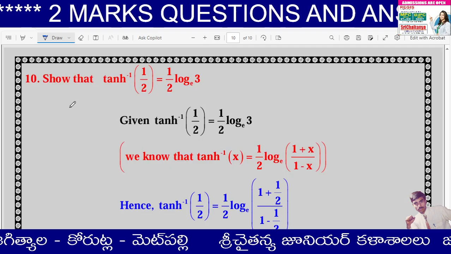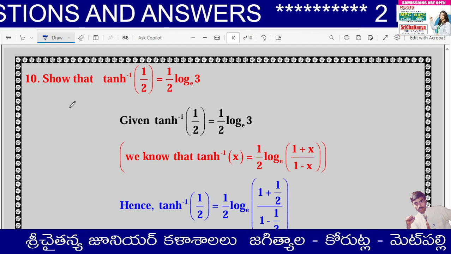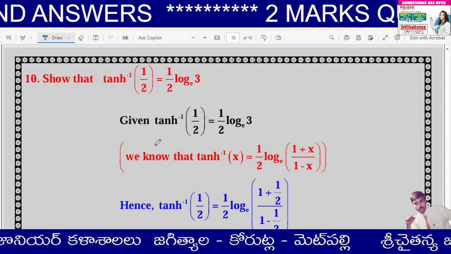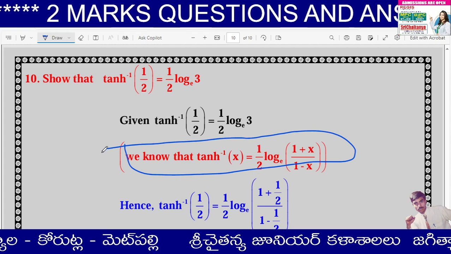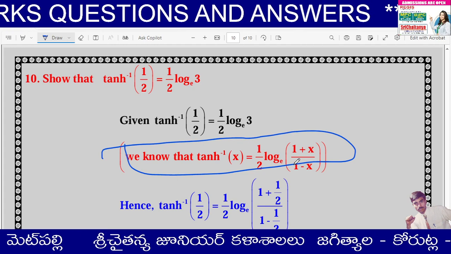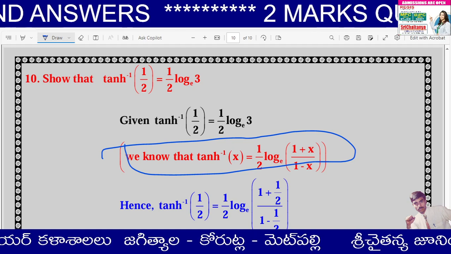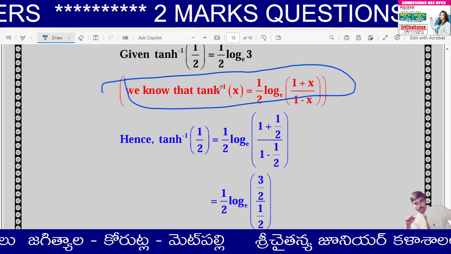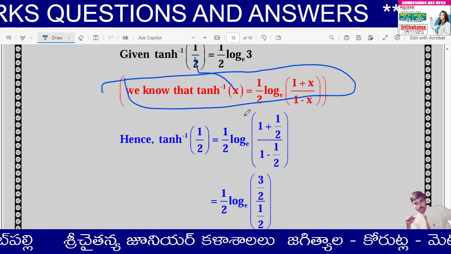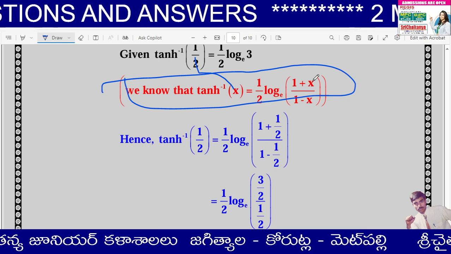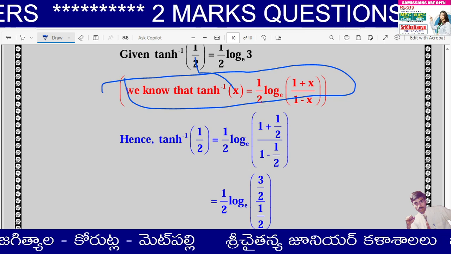Now the last and final question today. Show that tanh inverse of 1 by 2 is equal to 1 by 2 log e base 3. Now the formula: tanh inverse x equal to 1 by 2 log e base (1 plus x) by (1 minus x). Now substitute the value of x equal to 1 by 2: 1 by 2 log e base (1 plus 1 by 2) division (1 minus 1 by 2).